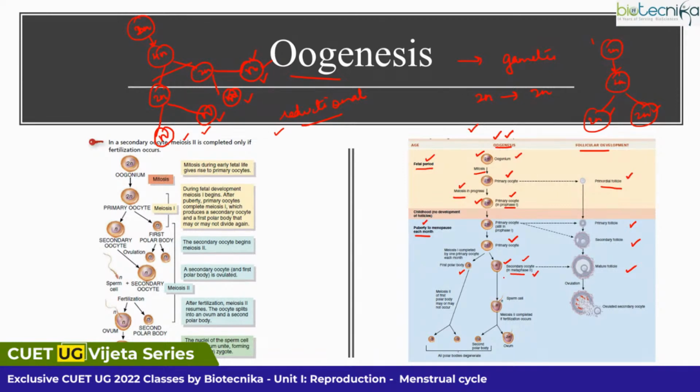Now this secondary oocyte has not completed meiosis 2. It is still in the metaphase 2 stage, but at this stage it is a mature follicle. Inside the mature follicle you have the secondary oocyte, that is the ovum that is released. In the metaphase 2 stage only, this ovum is present. It has not completed meiosis 2, and at that time it will fertilize with the sperm cell.